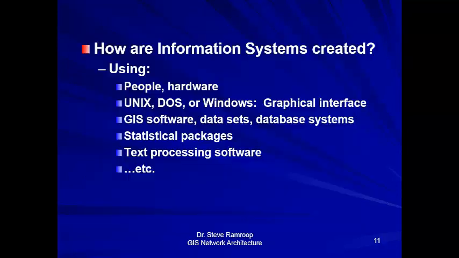How are information systems created? Number one, they are created using people. All right, your clients, the developers. These are the people who need to be on the same wavelength in terms of what they're trying to achieve, and who are the people who are going to benefit from these applications. In order to do all of this, we need to have the hardware in place, which is what we spoke about in previous lectures.